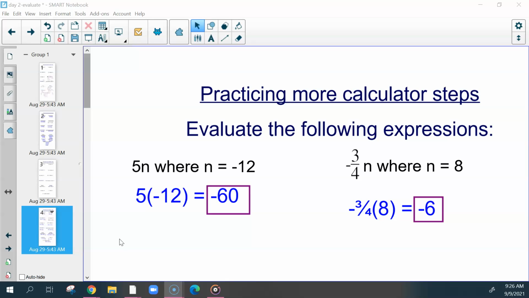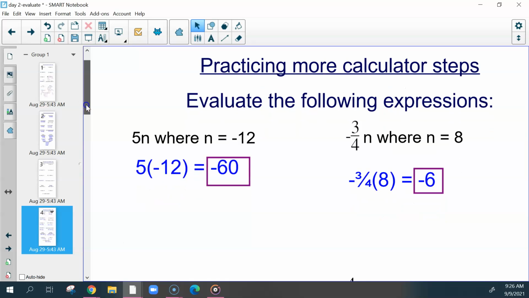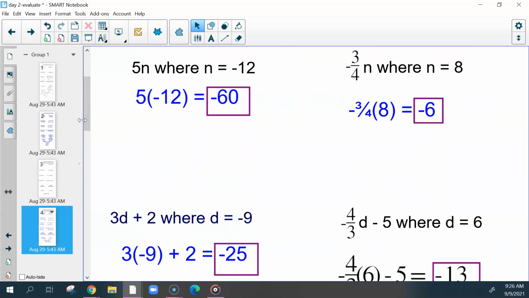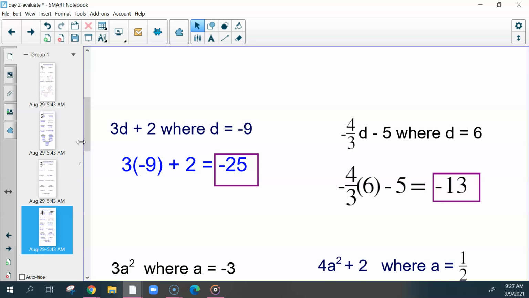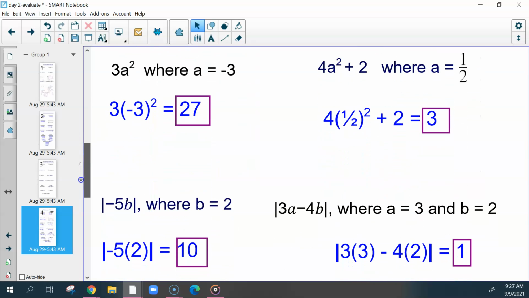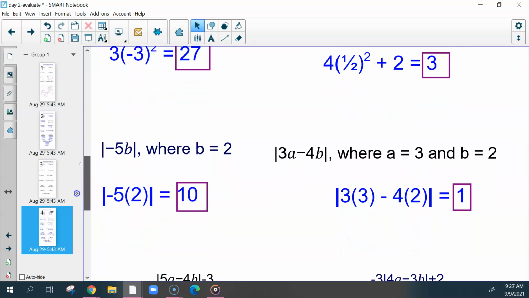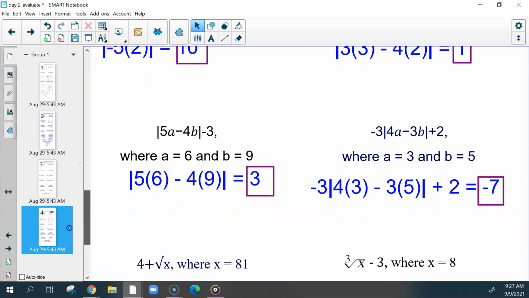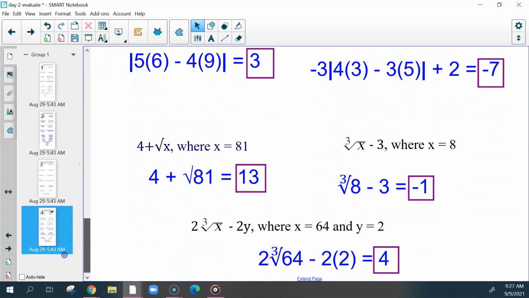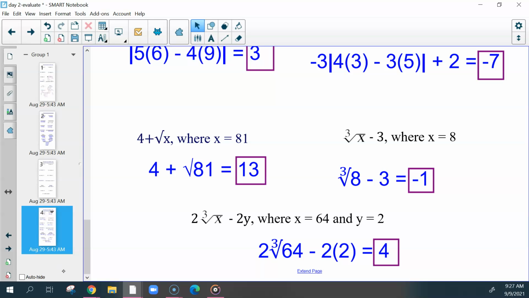I am going to quickly show you the answers so you can check your work, and then if you have questions on any of them, we can go over them. So, negative 60, negative 6, negative 25. I would say put a star by any you have a question about. Negative 13, 27, 3, 10, 1, 3, negative 7, 13, negative 1, 4.